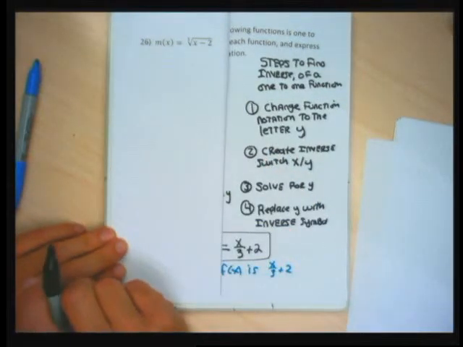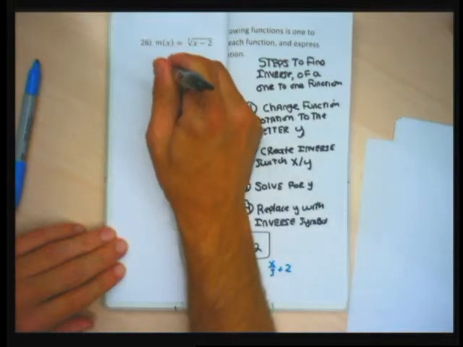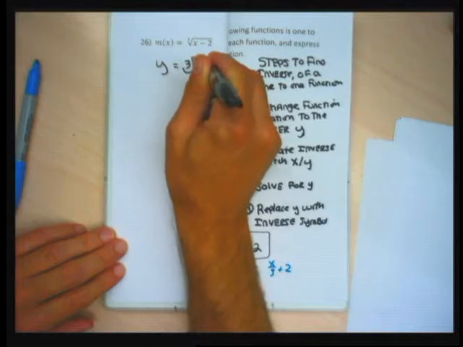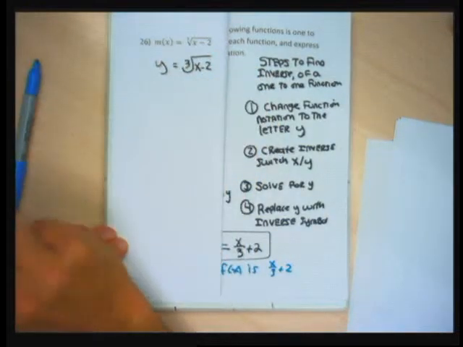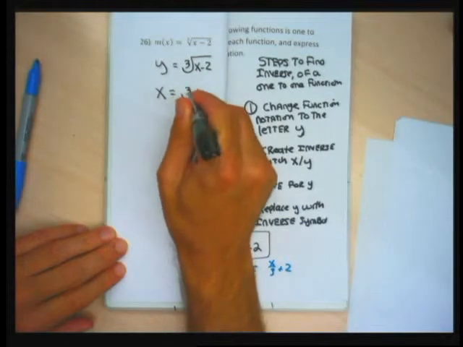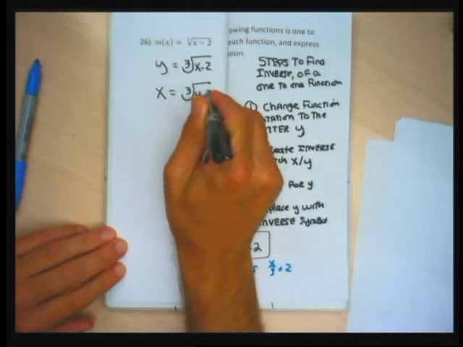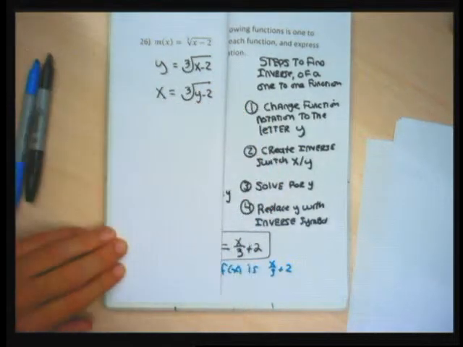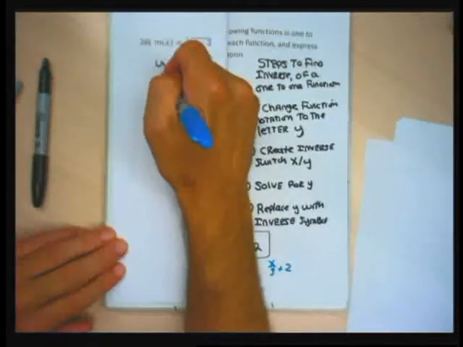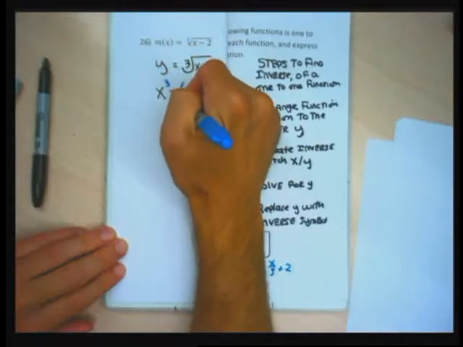So first thing, change the function symbol to a y. So I get y equals the cube root of x minus 2. Step 2, create the inverse by switching the x and y. X equals the cube root of y minus 2. Then solving for y, hopefully you can tell how to do it. I'm going to cube both sides to get rid of the cube root.